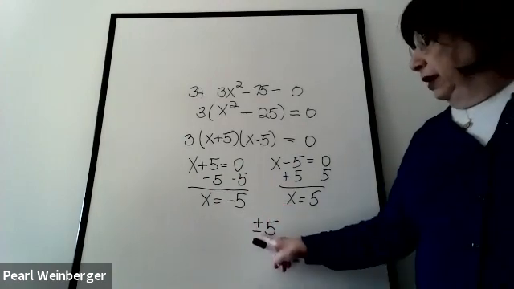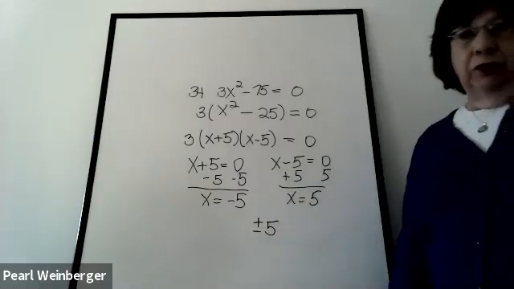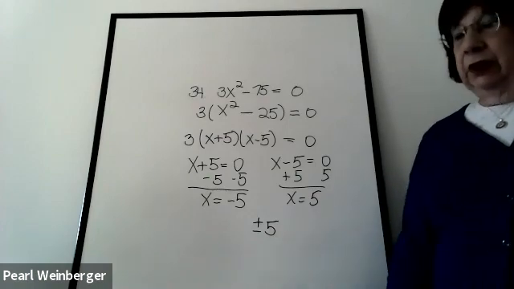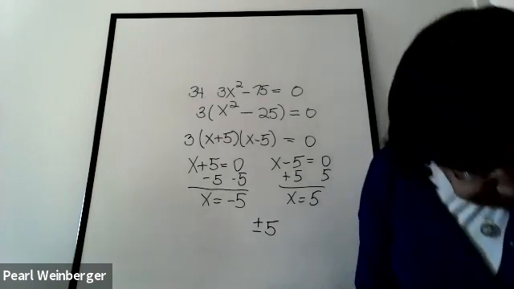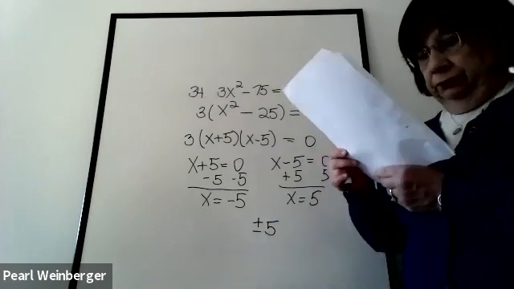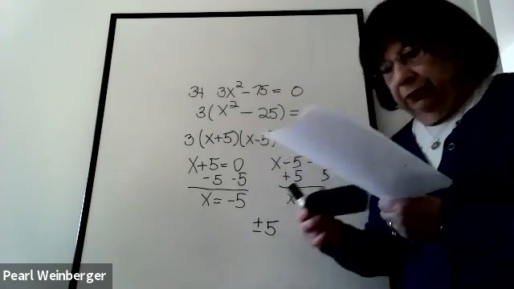This is a quick way of writing a positive 5 and a negative 5 if you don't want to repeat writing the 5 twice. Okay, that was question number 34. Okay, we're up to question number 35.